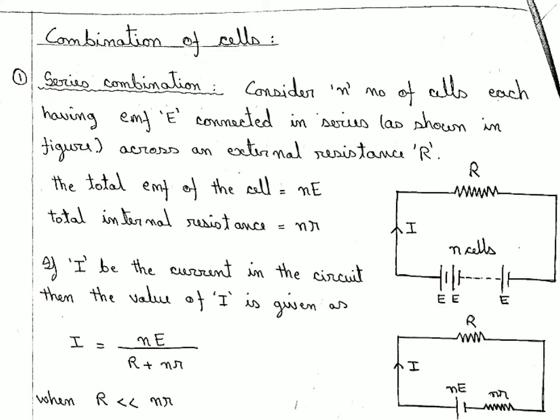So here your current, according to Ohm's law, or Kirchhoff's voltage law, we can apply Kirchhoff's voltage law also here. Your current I will be equal to the potential difference nE divided by the total resistance in the closed circuit, which is capital R plus nr. So this is the current flowing in the circuit.